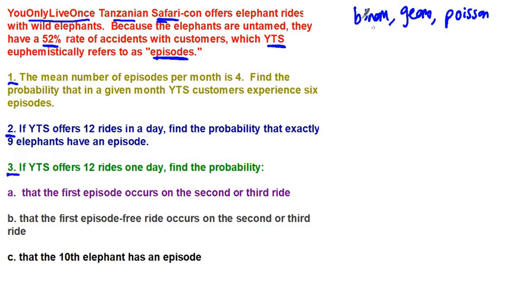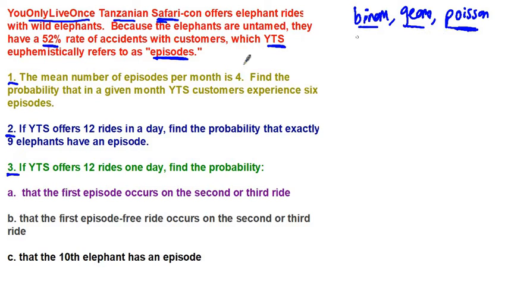Okay, so we have to figure out for each of these problems which one should we use. Should we use binomial, geometric, or Poisson? That's often the most challenging thing in stats, is figuring out which type of problem am I supposed to be solving, because they're not always going to tell you, and that's the same in real life. In real life, they don't always tell you, hey, this is this type of problem. You kind of have to figure that out.